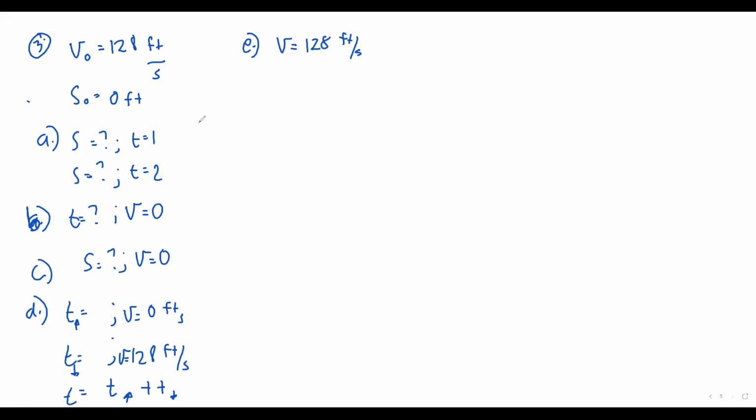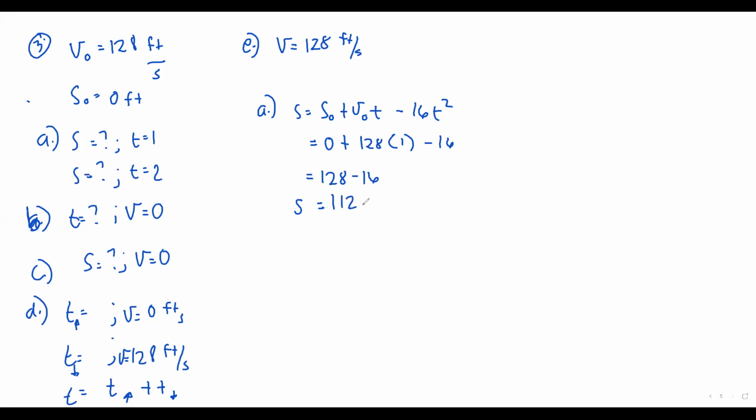So, first, A. Ano yung final distance niya at this time? Okay, so A, S is equals to initial plus VOT minus 16T squared. So, 0 plus 128 times 1, minus 16. So, 128 minus 16. So, S is equal to, may height siya na, 112. Okay? Next.